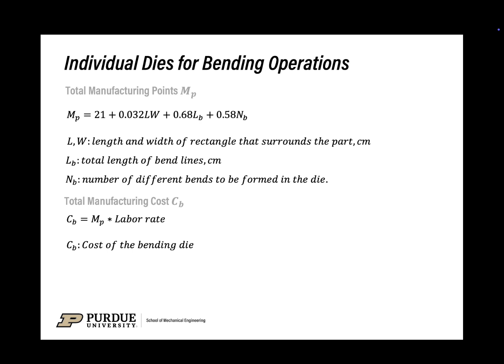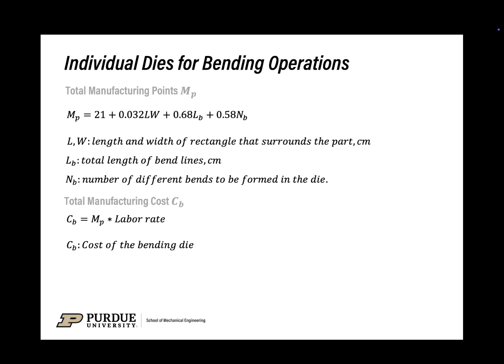Next, in this slide, I would like to talk about the cost estimation for individual dies for bending operations. Same as before, we need to have the total manufacturing points, MP. After a lot of calculations in the book, the MP for bending operations is basically equal to 21 plus 0.032 LW plus 0.68 LB plus 0.58 MB.